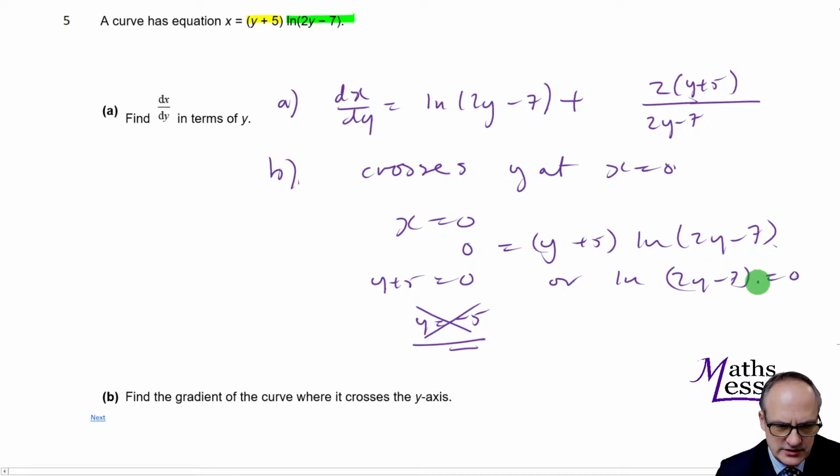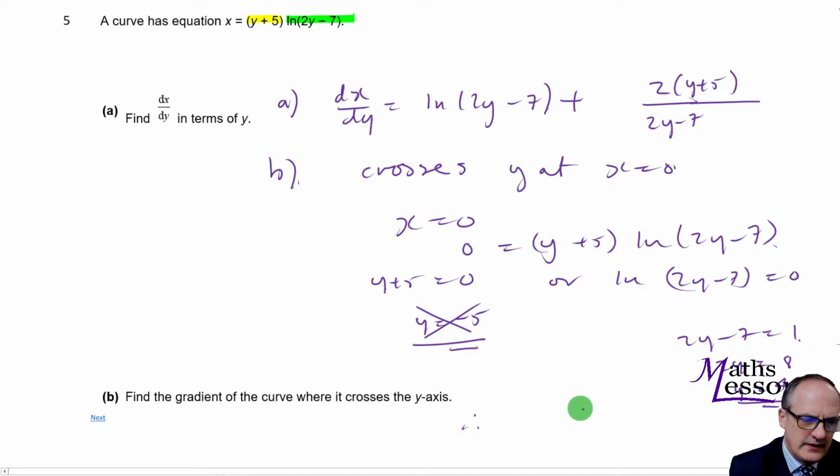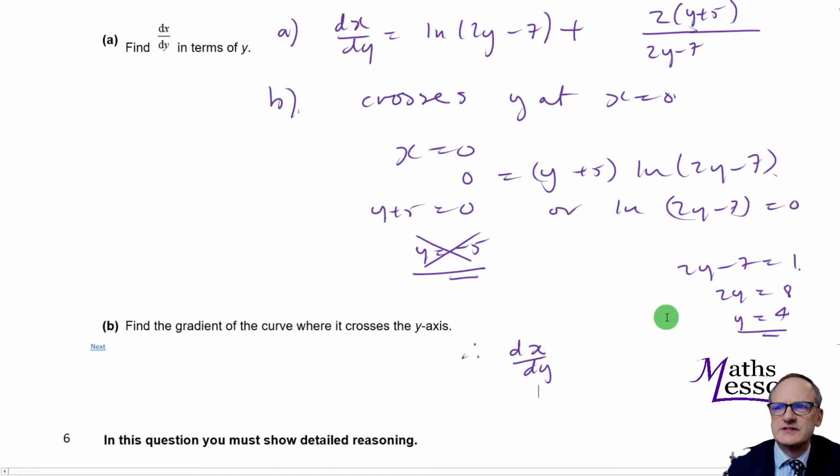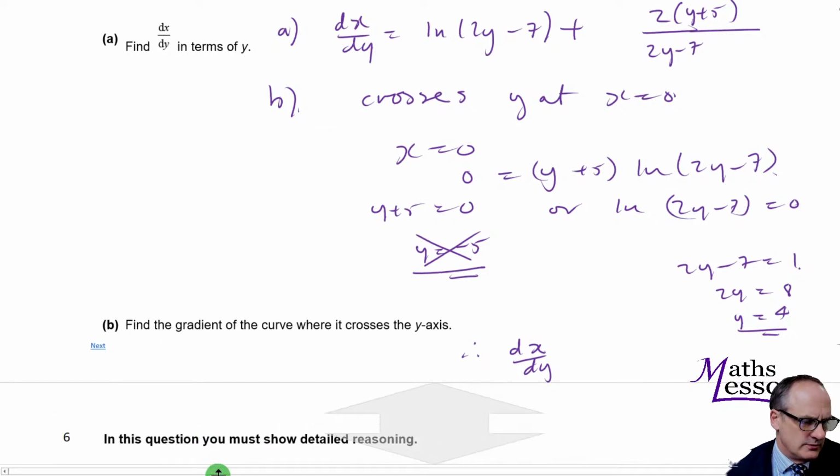So therefore, it's going to be here. Now, if the natural log equals 0, then 2y minus 7 will equal 1, because natural log of 1 equals 0. So 2y will equal 8, so y will equal 4. So therefore, now this is when I put it back into my gradient function. Sorry about that mistake earlier. This is the problem with doing these things live. So, just give us a bit more space to work with.